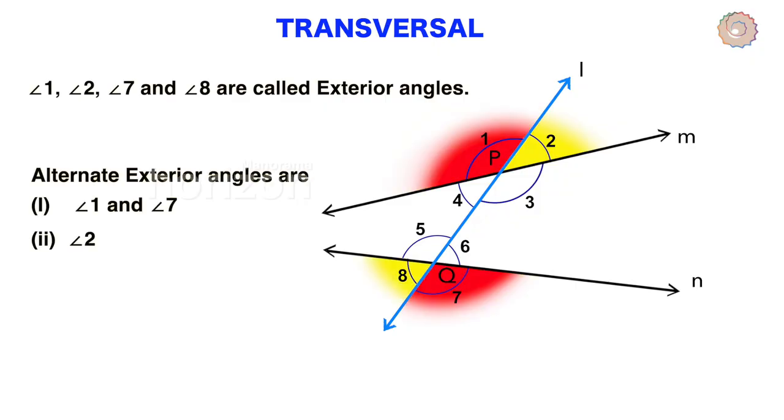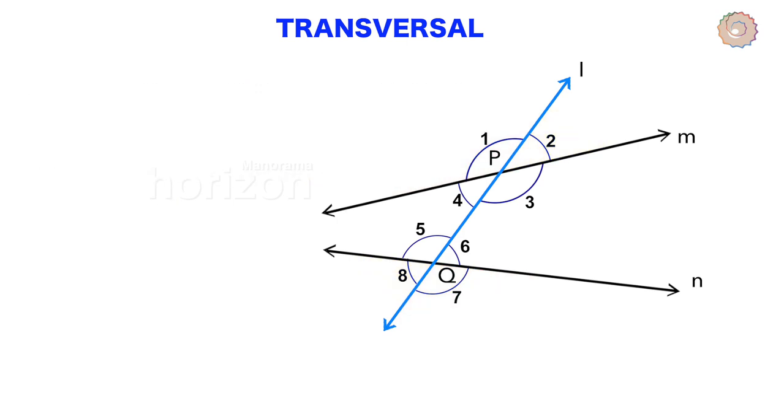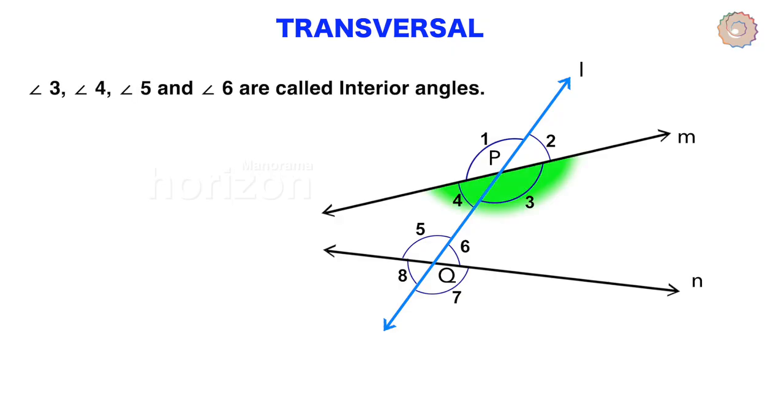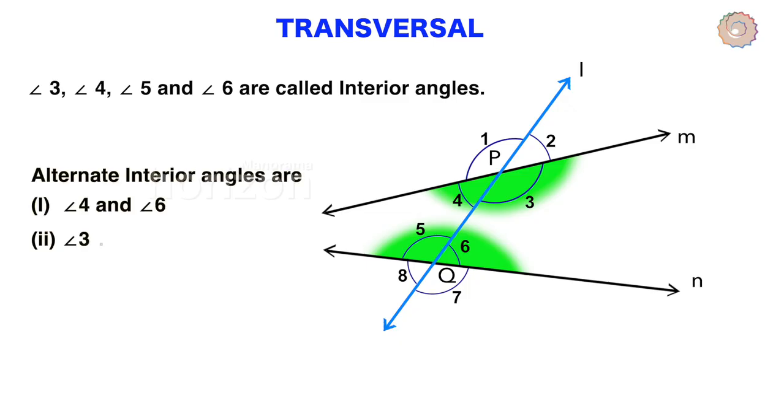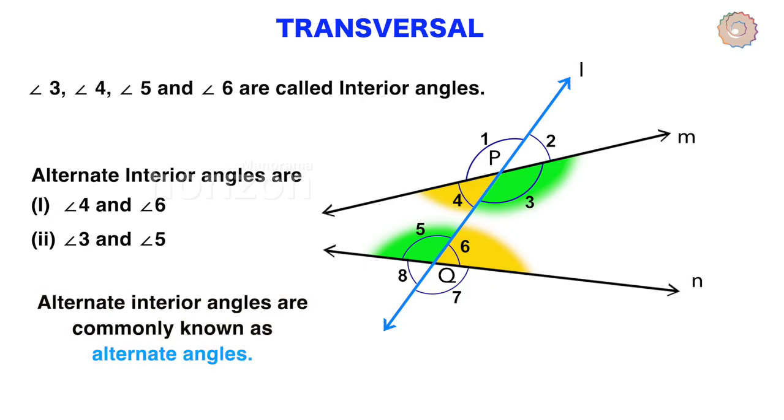Alternate exterior angles are angles 1 and 7 and angles 2 and 8. Angles 3, 4, 5 and 6 are called interior angles. Alternate interior angles are angles 4 and 6 and angles 3 and 5. Alternate interior angles are commonly called just alternate angles.